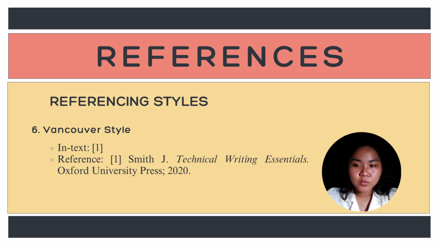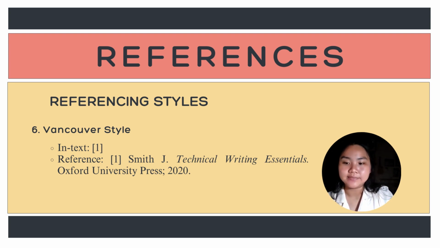So that would be all for the referencing styles. We have first the APA, the American Psychological Association. Next we have the MLA, the Modern Language Association. The third is the Chicago style. The fourth one is the IEEE, the Institute of Electrical and Electronics Engineers. The fifth one is the Harvard style. And lastly, we have the Vancouver style.